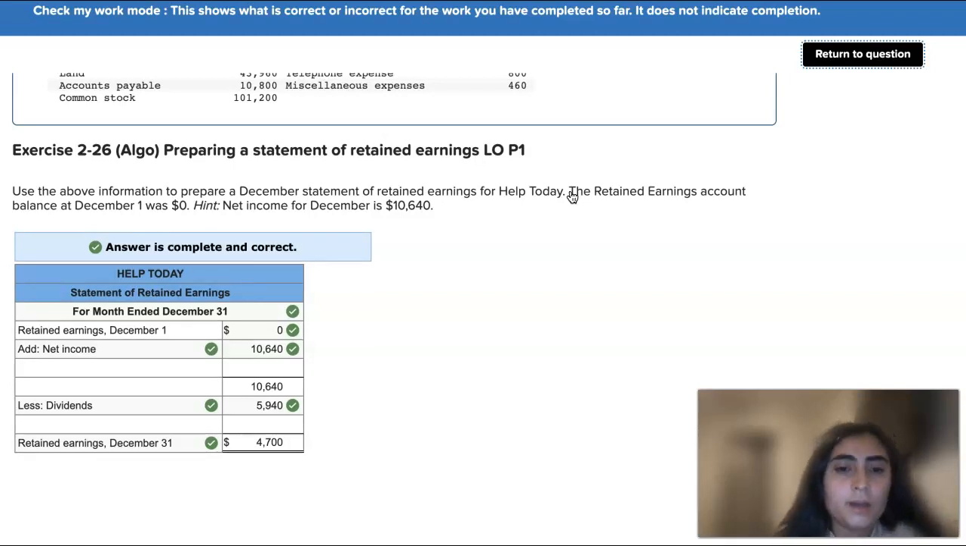Okay, so to understand the statement of retained earnings, it's pretty much the amount of profit a company has left over after paying all its direct costs, indirect costs, income taxes, and its dividends to shareholders. So it's pretty much what you have left. At this point, there are 4,700. So you can say that you're going to start next year with that amount of money, because that is your retained earnings.